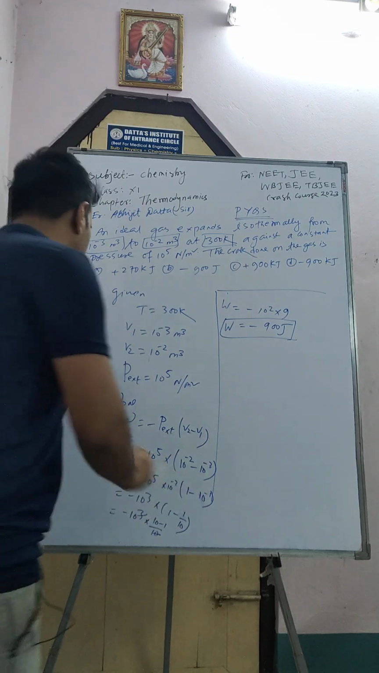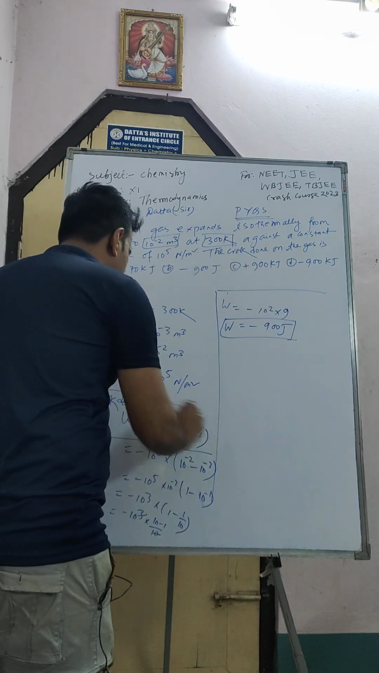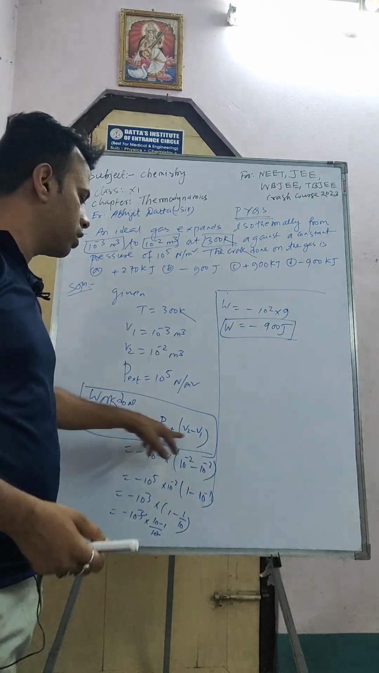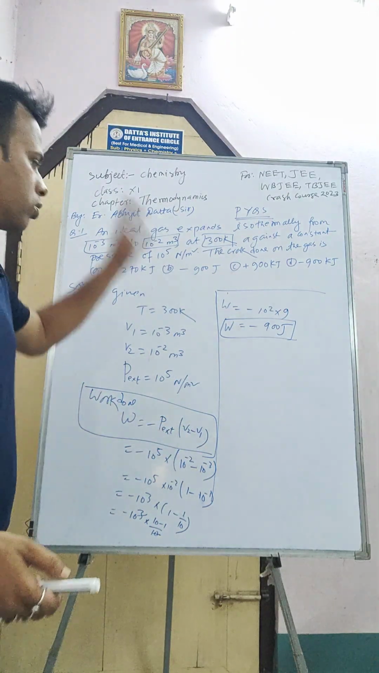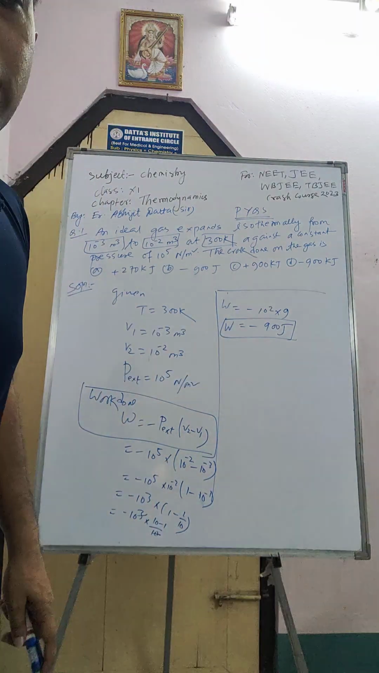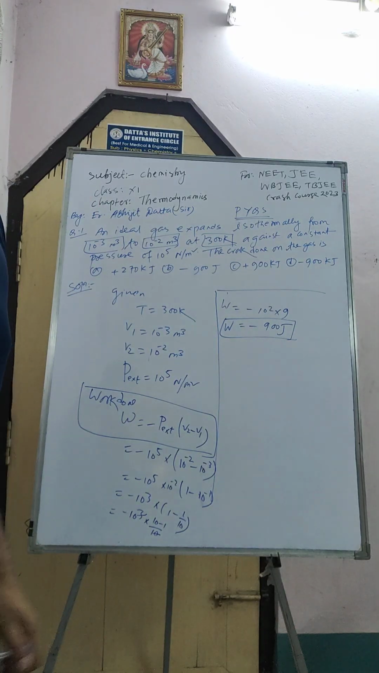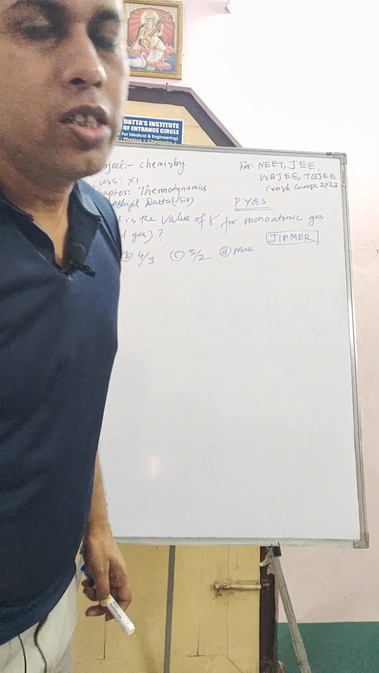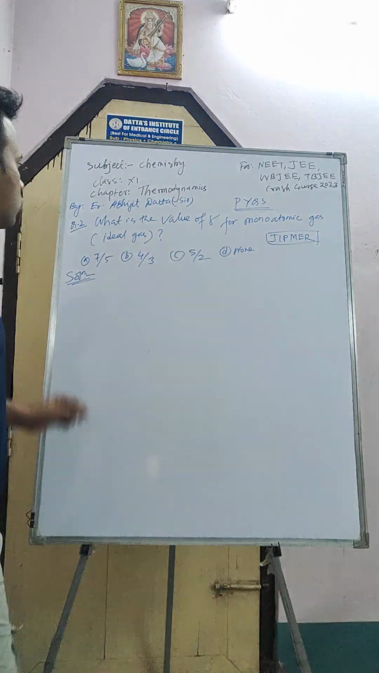So here is the formula. In isothermal process, work done is equal to minus external pressure into V2 minus V1. I put all the values and got W equal to minus 900 joule. Okay, so this one is the first question. So we move on to the next question, that is question number 2.